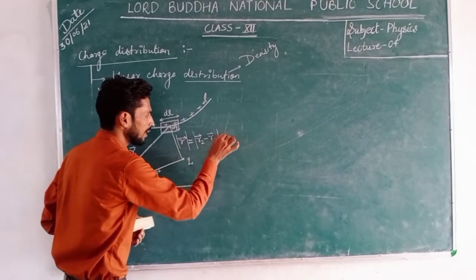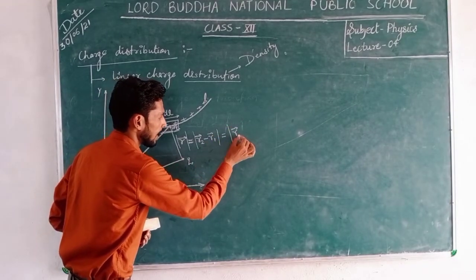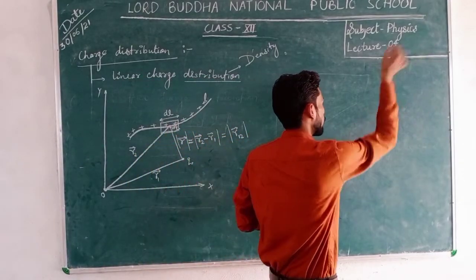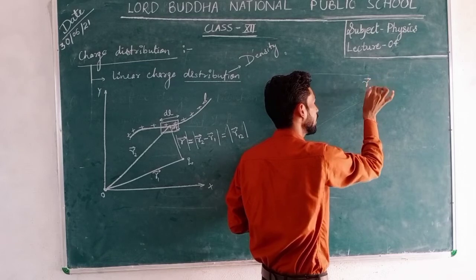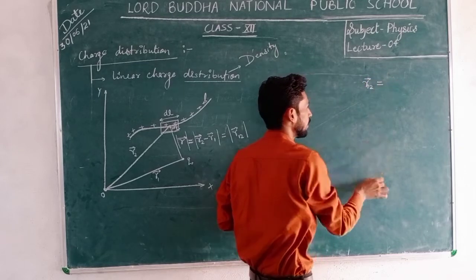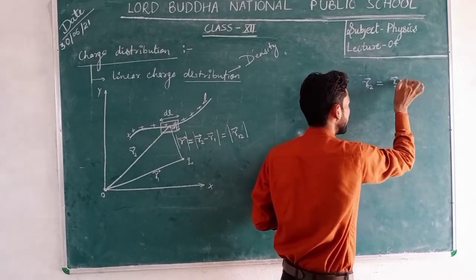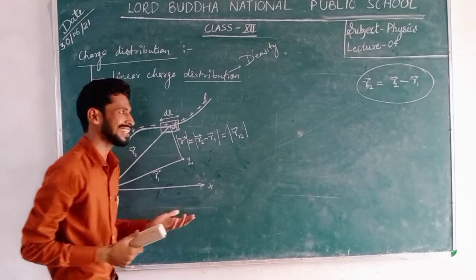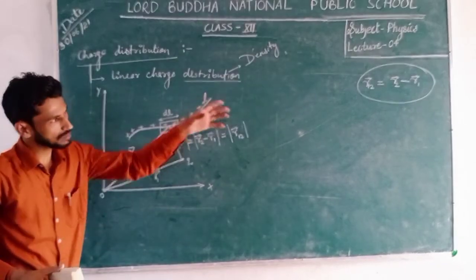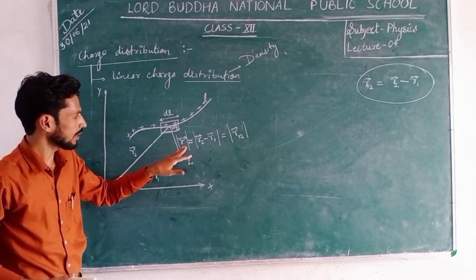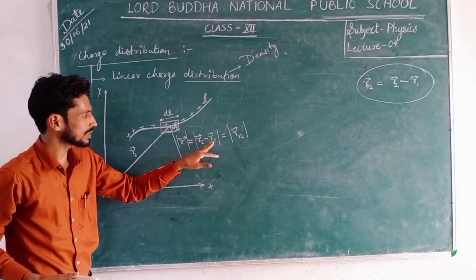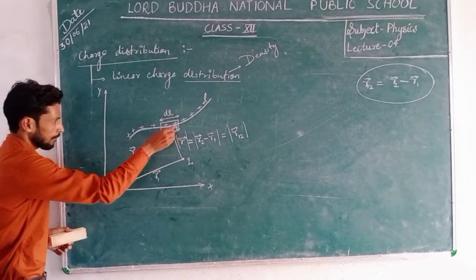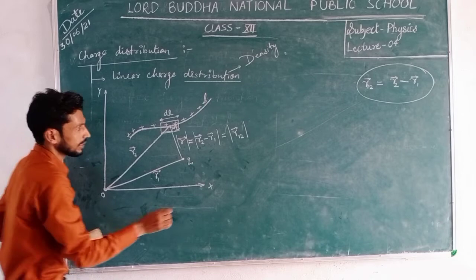So we can write mod of r12, because this is the relative distance. If we are taking a relative distance, that is vector r12, then we can write vector r2 subtract vector r1. That is the formula for the relative distance, or we can say relative force. In this manner we can find it out. So I am taking vector r equals vector r2 minus vector r1, that we can write as vector r12.